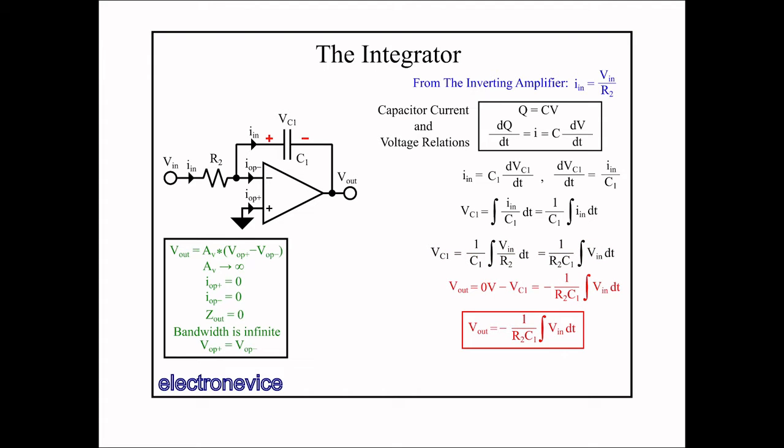Finally, we note that C1 is actually connected to the VOP minus virtual ground on its positive side, due to the direction of current In, and so Vout is actually 0 volts minus Vc1, which is equal to negative 1 over R2C1 times the time integral of Vin. So here's our expression for Vout of our integrator.